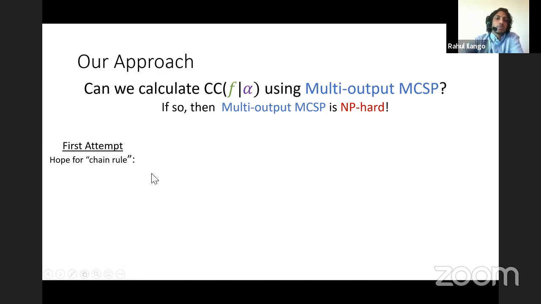Our first attempt was to hope for a chain rule, and this is inspired by the fact that there's a conditional complexity quantity.